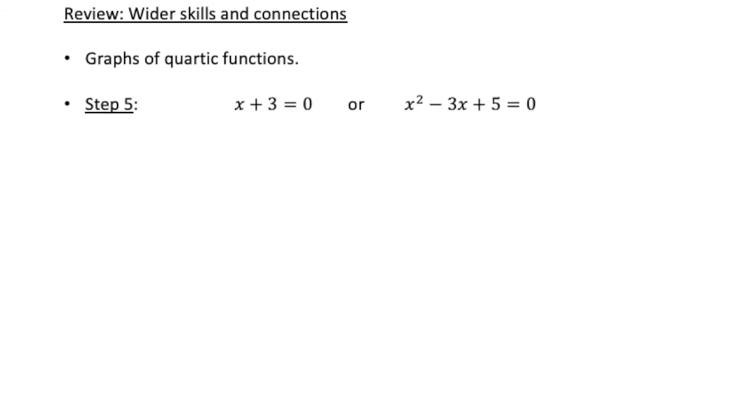One last thing. Let's finish with algebra again rather than analysis. In step 5, while we were answering part of part B, we got a pair of equations, a linear equation, x plus 3 equals 0, and a quadratic equation. We were able to solve the linear equation very easily, x is negative 3. For the quadratic equation, we showed that it doesn't have any solutions.